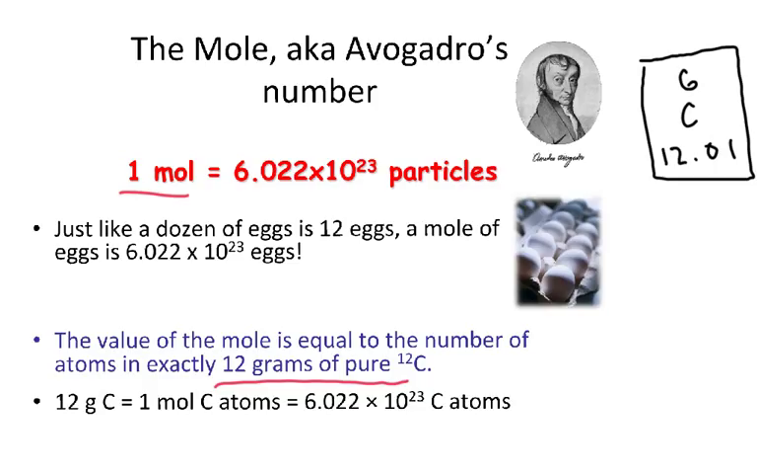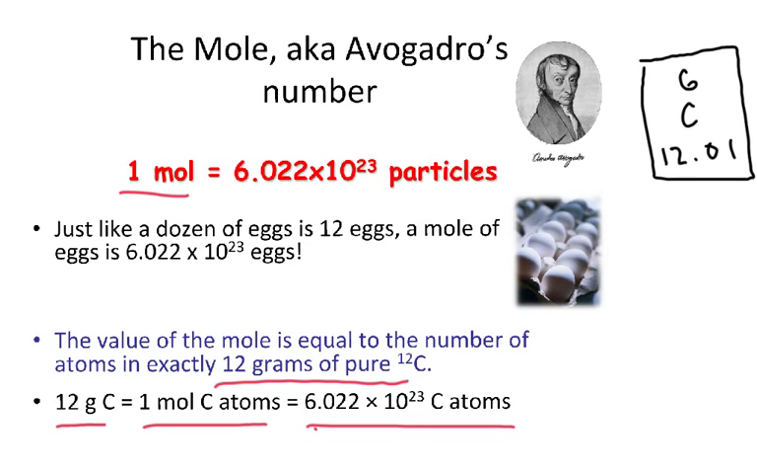And so we have that 12 grams of carbon is equal to 1 mole of carbon atoms. 1 mole of carbon atoms is equal to 6.022 times 10 to the 23 carbon atoms. So this is essentially telling us that the atomic weight of an element in atomic mass units is numerically equal to the mass in grams of 1 mole of that element.